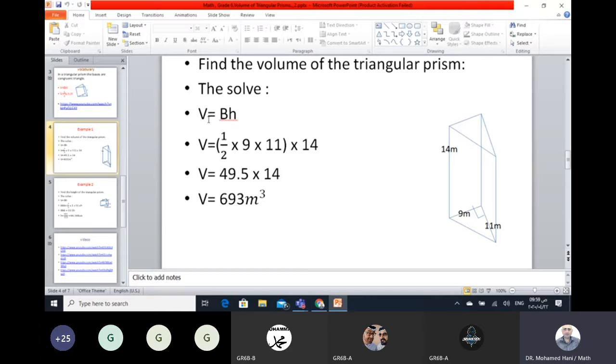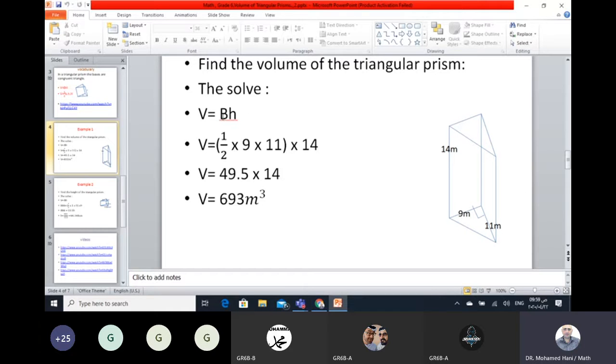The volume V equals big B multiplied by the height. What's the meaning of big B? Big B means the area of the triangle. How to solve the area of the triangle? We have a rule to solve the area of the triangle.